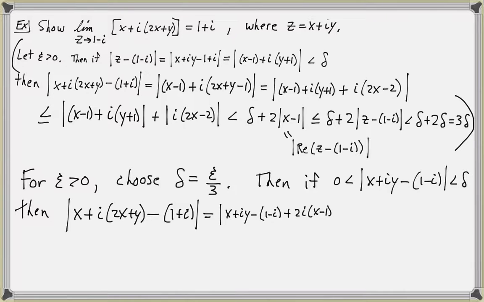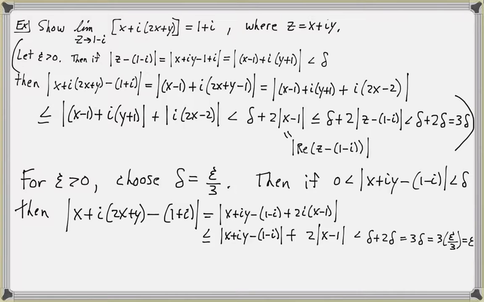the quantity x minus 1, and by the triangle inequality, this will be less than or equal to the absolute value of x plus iy minus the quantity 1 minus i plus 2 times the distance from x to 1, and this is going to be less than delta plus 2 delta, which equals 3 delta, which is 3 times epsilon divided by 3, which equals epsilon. And that establishes the limit.